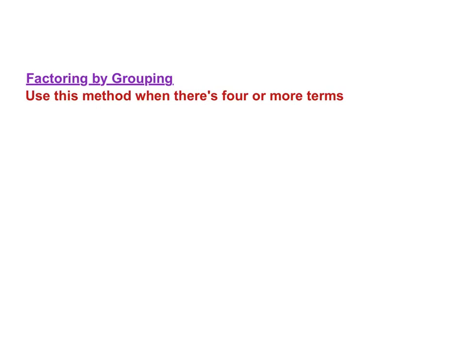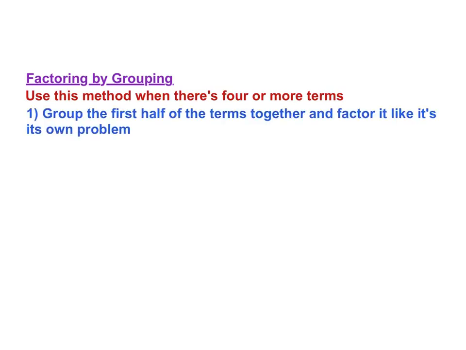Before today, the only way that we could factor anything with 4 or more terms was by greatest common factor, and that's all we could do. Now we're going to look at this method to see if we can take it a little bit further. So, first thing is you're going to group the first half of all the terms together and treat it like it's its own problem.